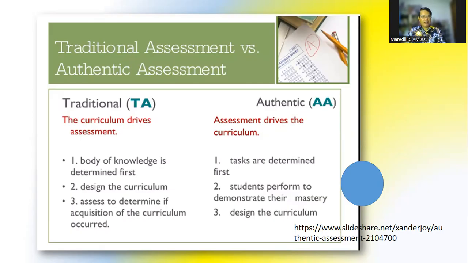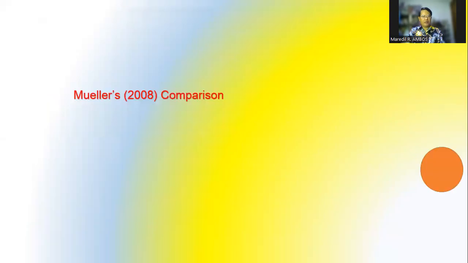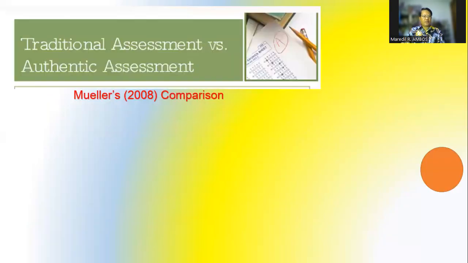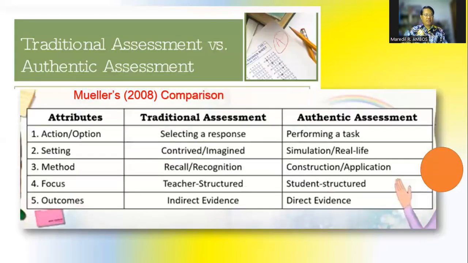While, of course, in the EA or authentic assessment, there is the design of the curriculum. Okay, let's have, of course, the comparison of Miller in 2008. So Miller compared traditional and authentic assessment using the 5 attributes. So the first attribute is, of course, the action or option.